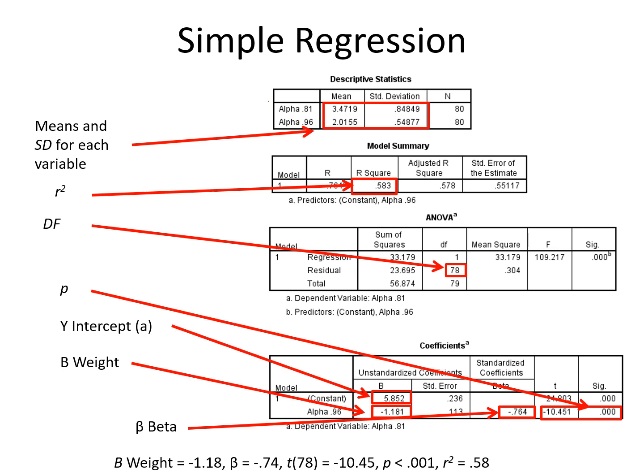So how we would report this one is we'd report the B weight. It gives information on prediction. Again, the B in this case is capitalized and italicized. It's negative 1.18. We'd give the beta, negative 0.74. We'd give the t, and this is where we give the degrees of freedom, 78. We'd give the value of t, negative 10.45, and finally the p-value, in this case less than 0.001.